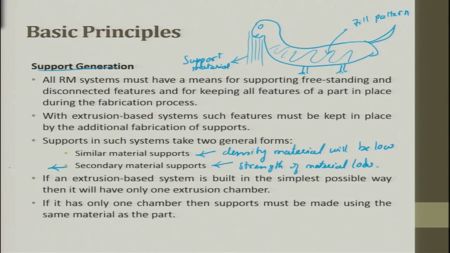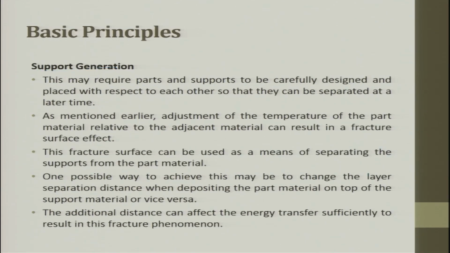So, here you will have 2 nozzles, okay, 2 nozzles to feed. If an extrusion based system is built in the simplest possible way, then it will have only one extrusion chamber. If it has only one chamber, then support must be made using the same material as the part. The support generation may require parts and support to be carefully designed and placed with respect to each other, so that they can be separated at a later time. If it is continuous, the supporting material and the original material, then it is going to be very difficult.